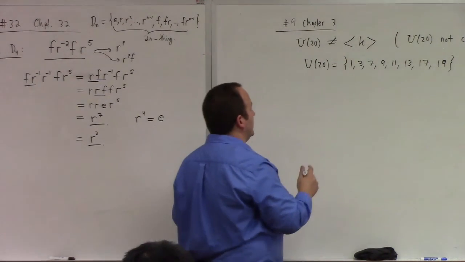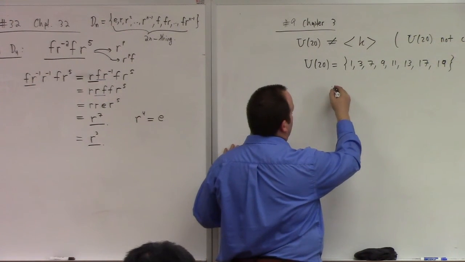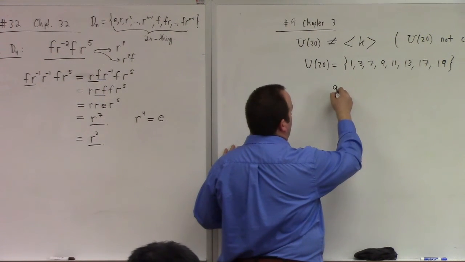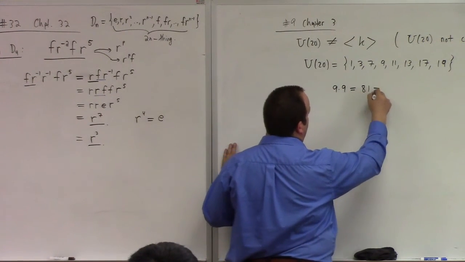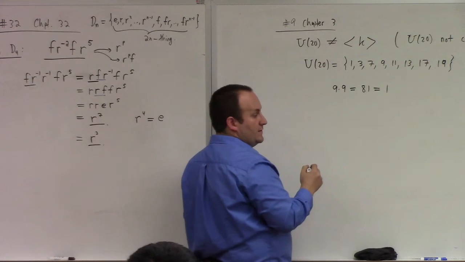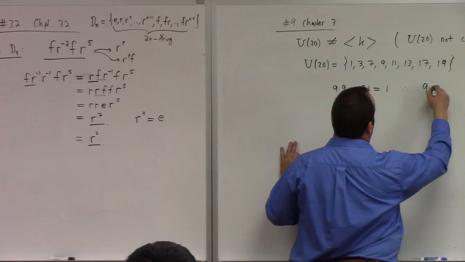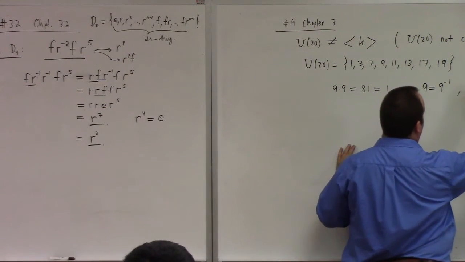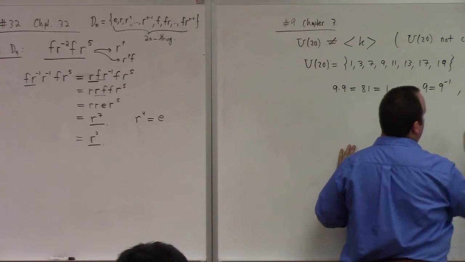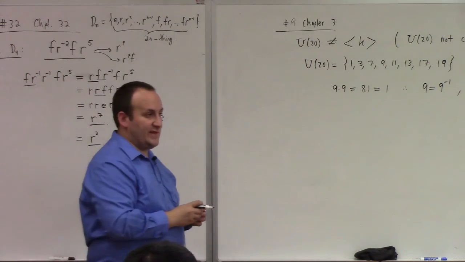So let's see here. Let's see if I can show you this in a kind of sneaky way. 9 times 9 is what? 81, which is 1 mod 20, right? So therefore, 9 is equal to 9 inverse, but more to the point, 9 squared is equal to 1. The order of 9 is 2. So that's out.